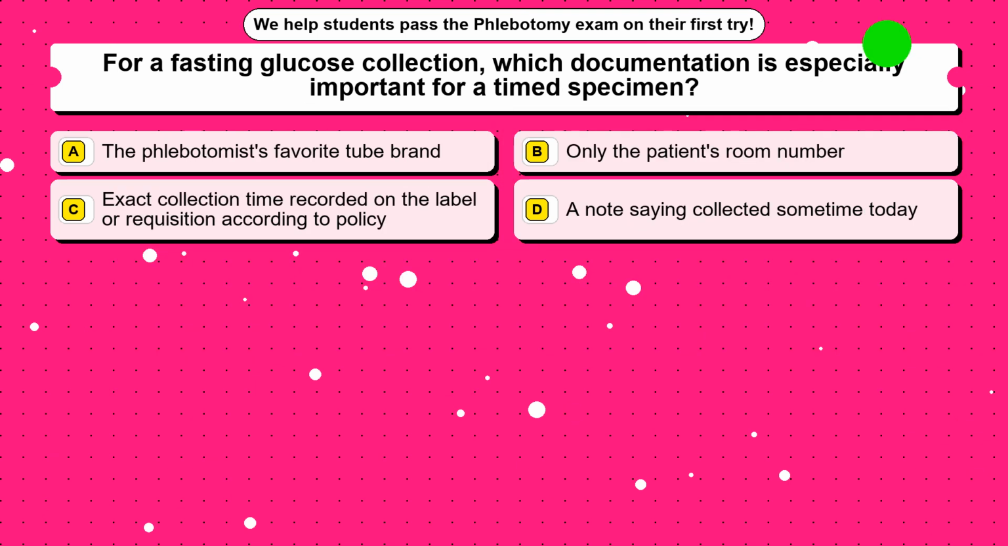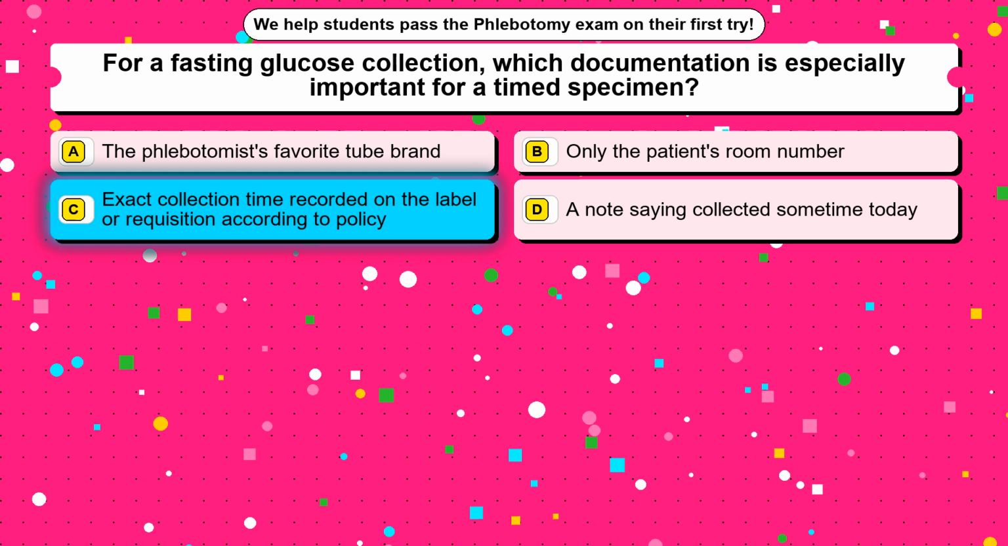Question 50. For a fasting glucose collection, which documentation is especially important for a timed specimen? Option A. The phlebotomist's favorite tube brand. Option B. Only the patient's room number. Option C. Exact collection time recorded on the label or requisition according to policy. Option D. A note saying collected sometime today.